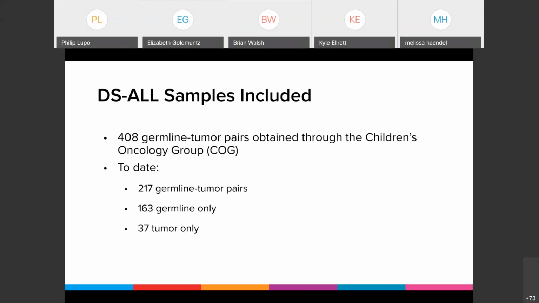The samples included in the project will be 408 germline tumor pairs that have been obtained through the Children's Oncology Group. I just wanted to give a little snapshot, since this is I'd say a younger project, in terms of what's been sent for sequencing, which you can see here. Next slide.